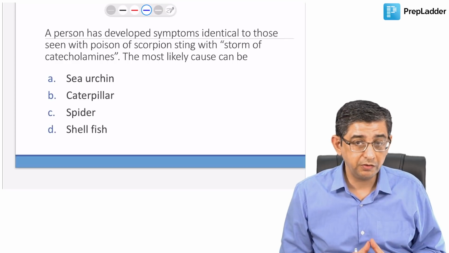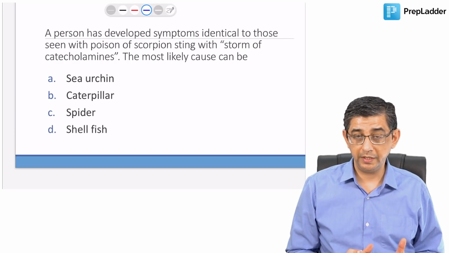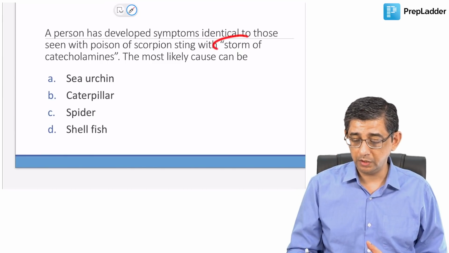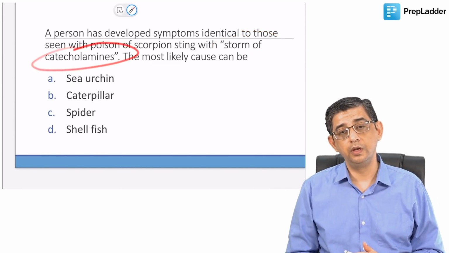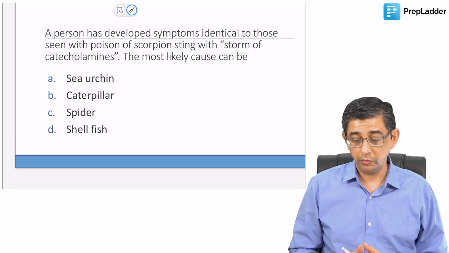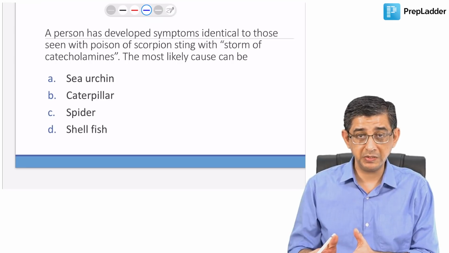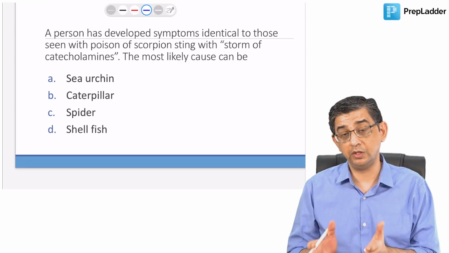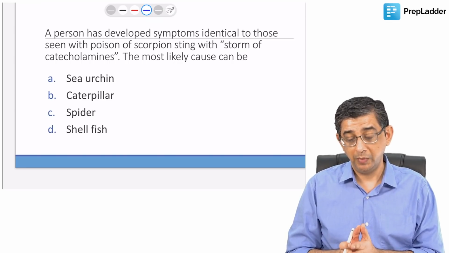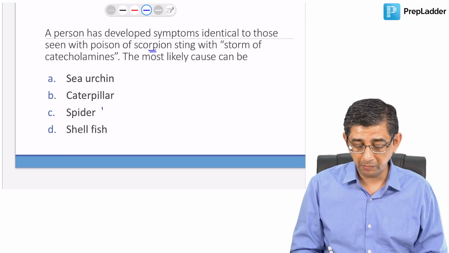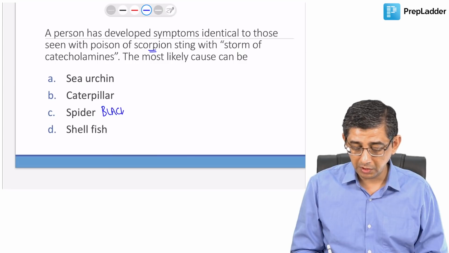The next question will be discussed by the forensic consultant, but even I am speaking about it because I just wanted to highlight this very peculiar term, storm of catecholamines. Storm of catecholamines is what you read either with a scorpion sting, or that can cause hypertensive crisis. You might have to use prazosin or other alpha blockers for management. But apart from storm of catecholamines being seen with a scorpion sting, I want you to remember that this can also be seen with bite of a black widow spider.